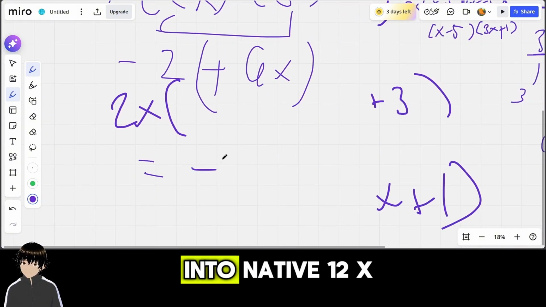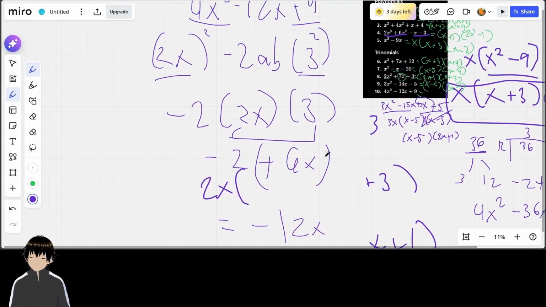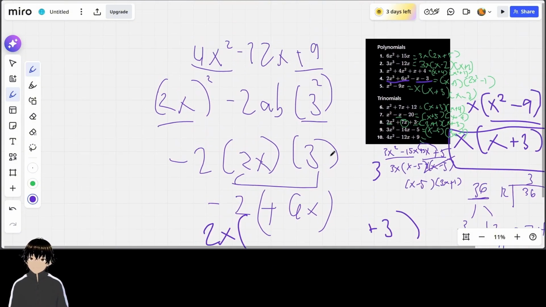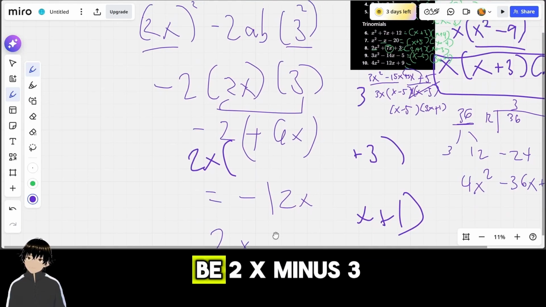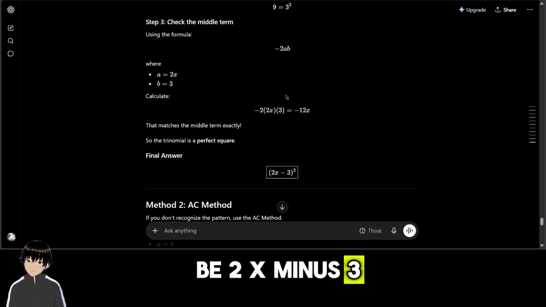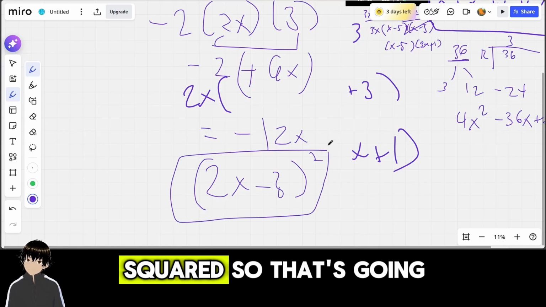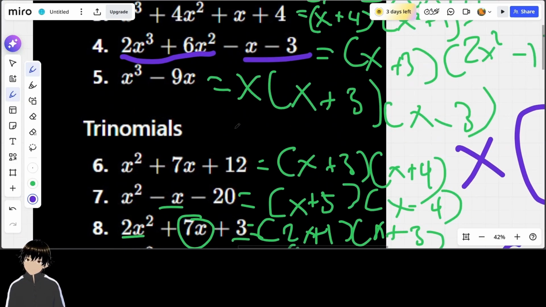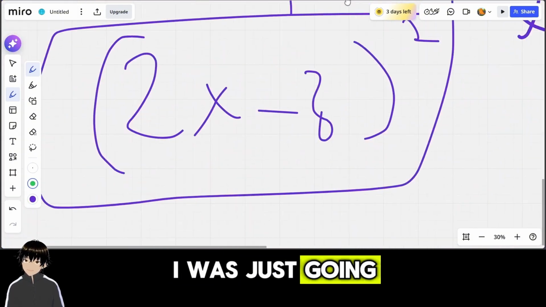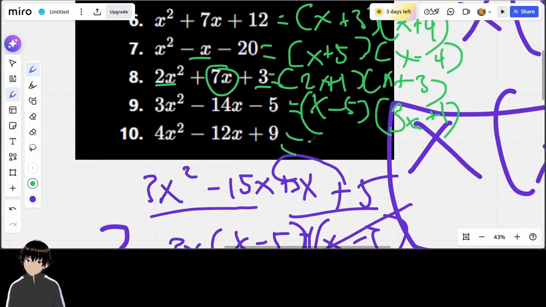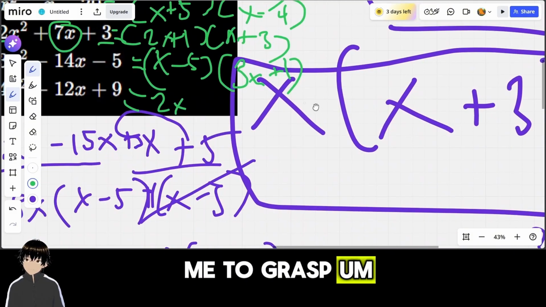It's going to turn into negative 12x, which matches the formula. So I guess our answer is going to be 2x minus 3 squared. So that's going to be the answer. I didn't really get it that much, but I was just going off of what the explanation was, because this is an entirely new sort of concept for me to grasp.